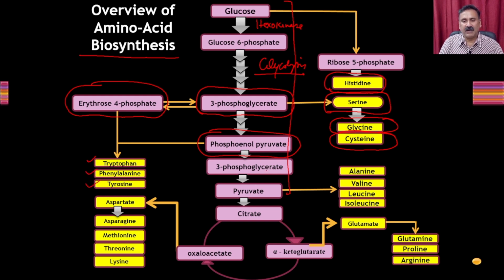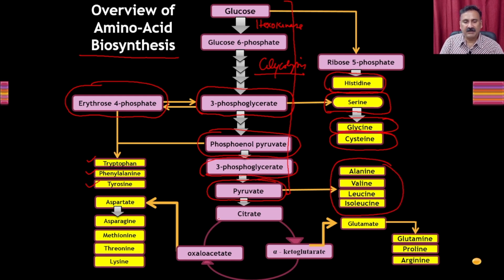Then the phosphoenol pyruvate is getting converted into pyruvate, right? And the pyruvate is entering into the TCA cycle, so it is forming citrate. So pyruvate is a precursor for some of these amino acids like alanine, valine, leucine and isoleucine.